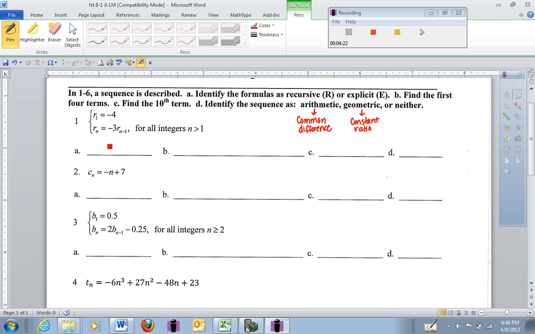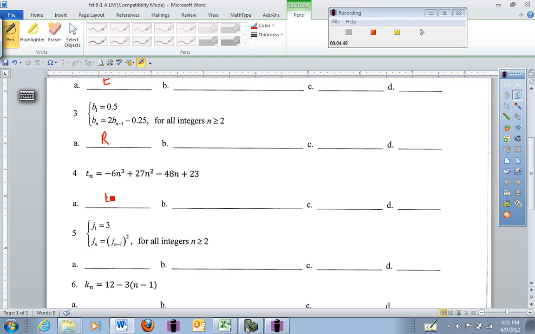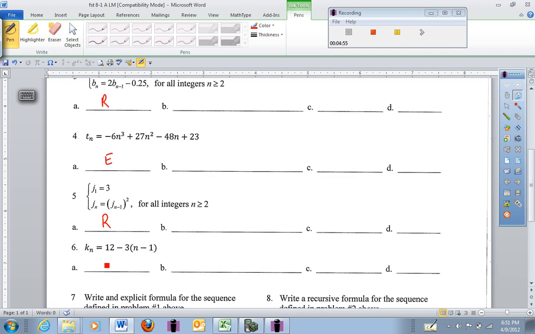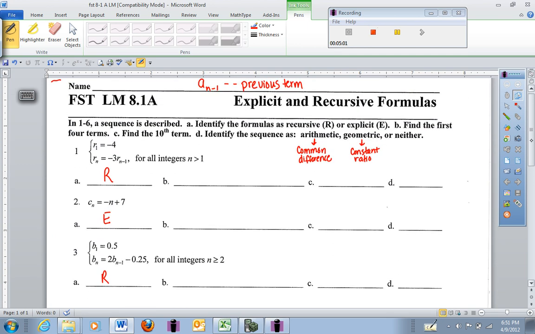On number 1, we're going to call this one recursive, and I'm just going to put an R for recursive. Number 2 is the explicit formula. Number 3, again, I see the set bracket. This one is going to be recursive. On number 4, I see a formula all spelled out. That's going to be explicit. Number 5, again, I see a recursive formula, and on number 6, I see an explicit formula. So if you can identify the difference between those, that's the first step.